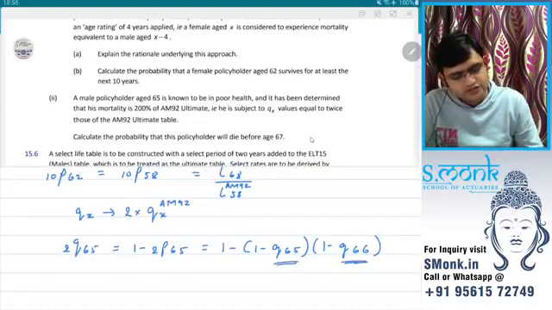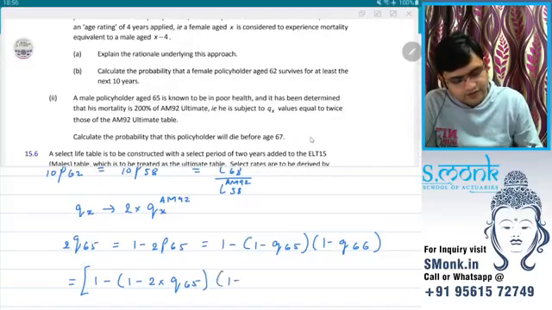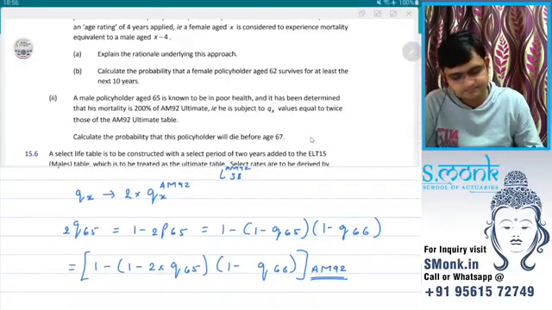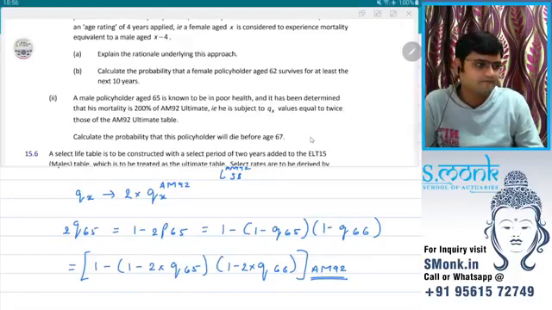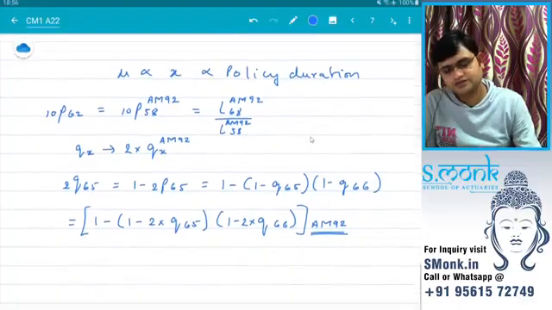So these are twice of AM92 values. So now I can say this would be nothing but 1 minus of 1 minus 2 times Q65 into 1 minus of 2 times Q66, where both of these values come from the AM92 table. Okay, so you can just find these values from the table. 15.6.